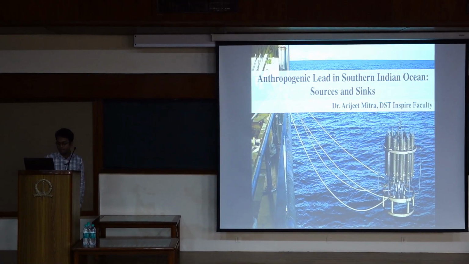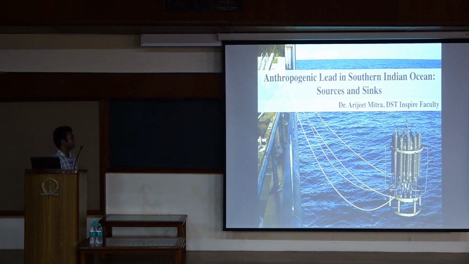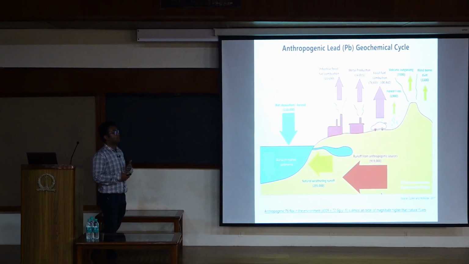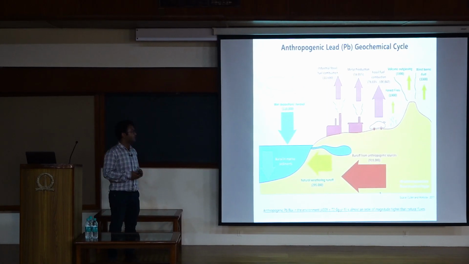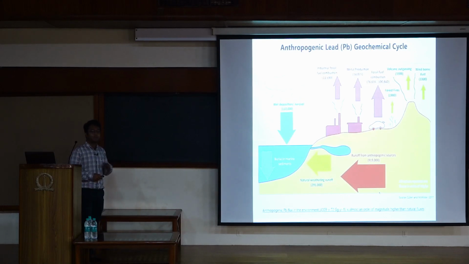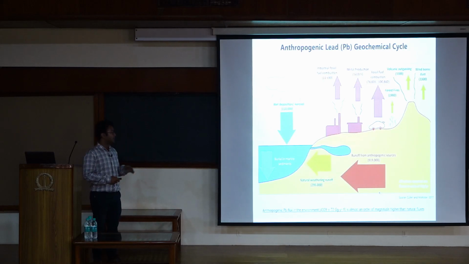Why I'm calling it anthropogenic lead is because lead, because of its malleable and corrosion-resistant property, has been used in various sectors of industries. For example, you can see here how much lead is being emitted by fossil fuel burning, industrial emission, etc. And if we look into the entire global biogeochemical cycle of lead and only focus on the surface, the anthropogenic flux is almost an order higher than the natural fluxes.